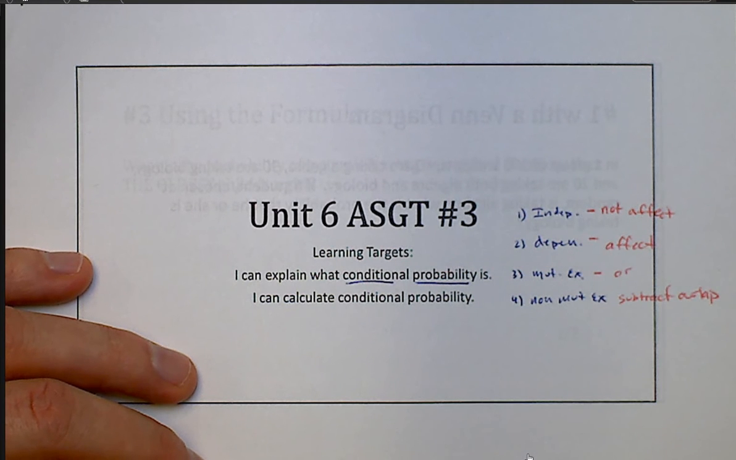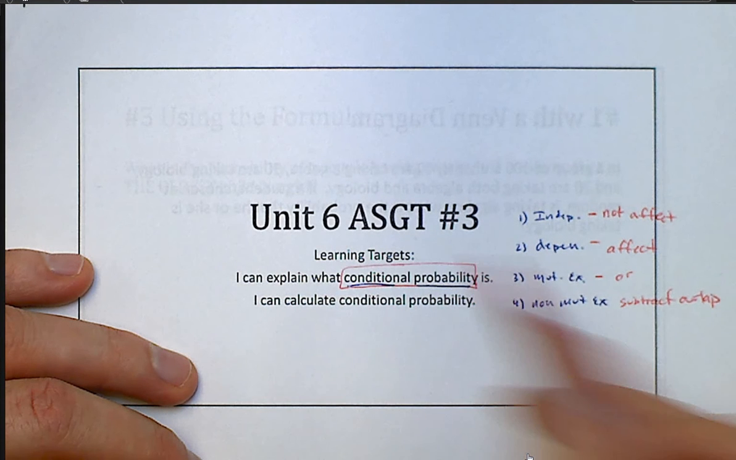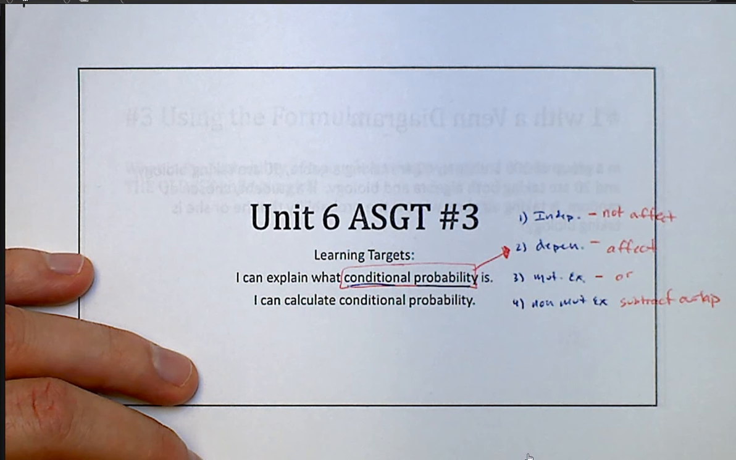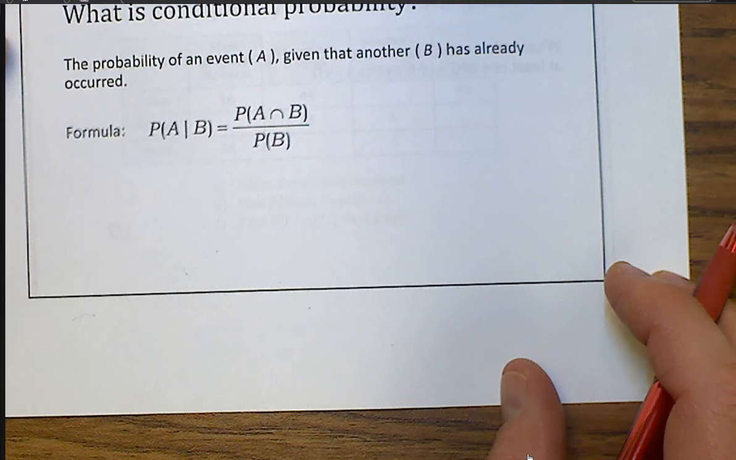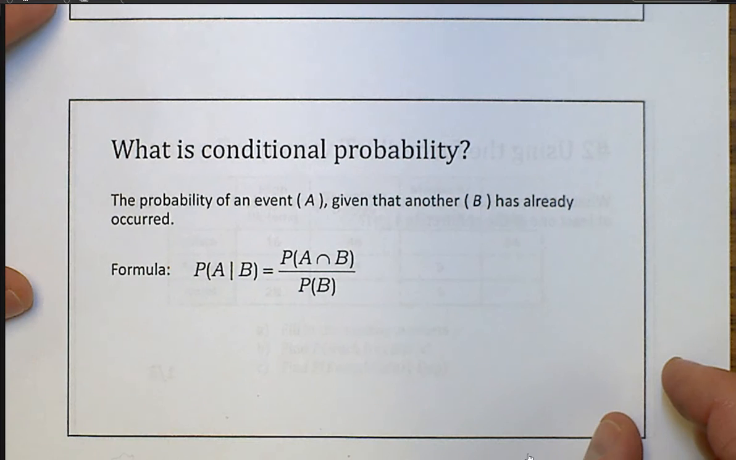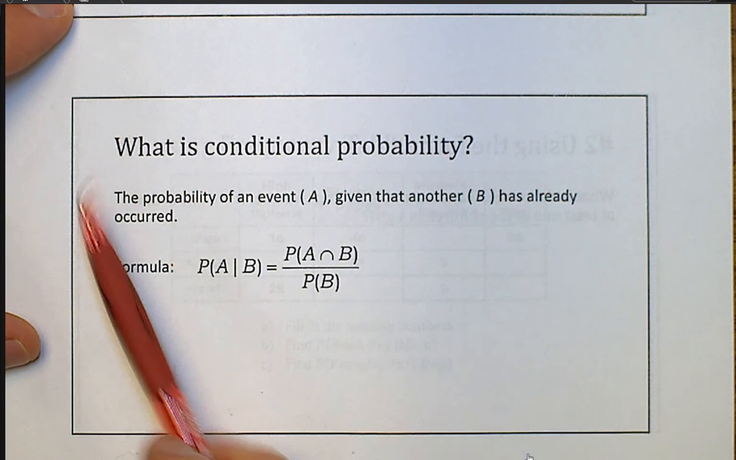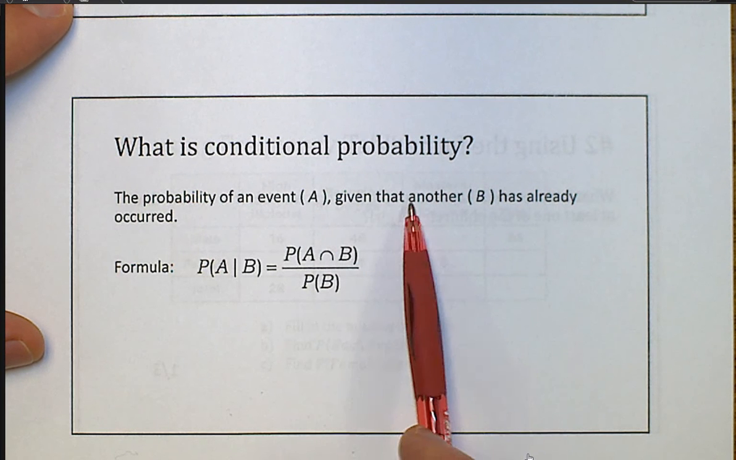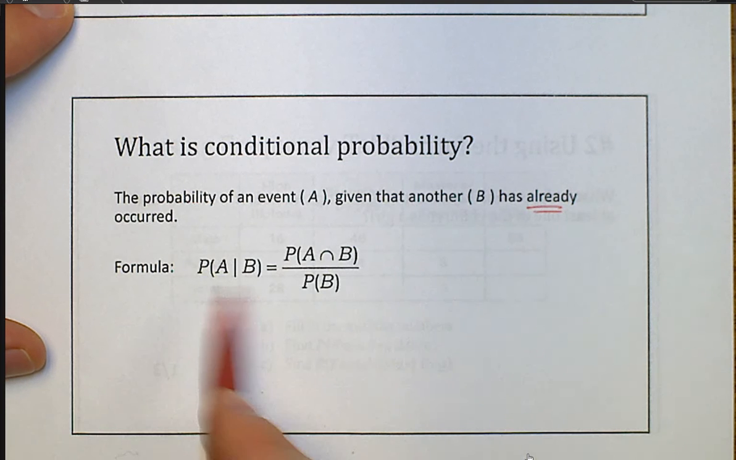Conditional probability, you're going to see a lot of similarities between conditional probability and dependent events, where one thing happens and it affects the rest. So let's just jump right into it. Here's our definition. What is conditional probability? Conditional probability is the probability of an event A taking place given that event B has already occurred. Okay? This is the notation.